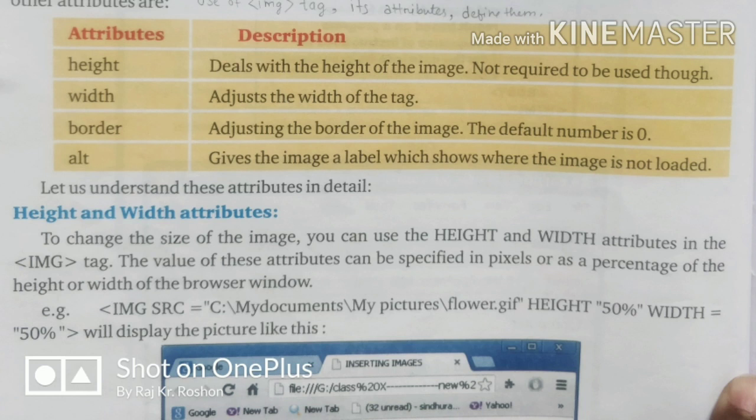To change the size of the image, you can use the height and the width attribute in the image tag. The value of this attribute can be specified in pixels or as a percentage of the height or width of the browser window. So whatever the browser window height and width, you can adjust according to that. An example is given, so you just go through how you can set the height and the width. After writing the location, you have to mention the height and the width of the picture, and the picture will be displayed. Here you can see one image is given. In your book you can see page number 40.